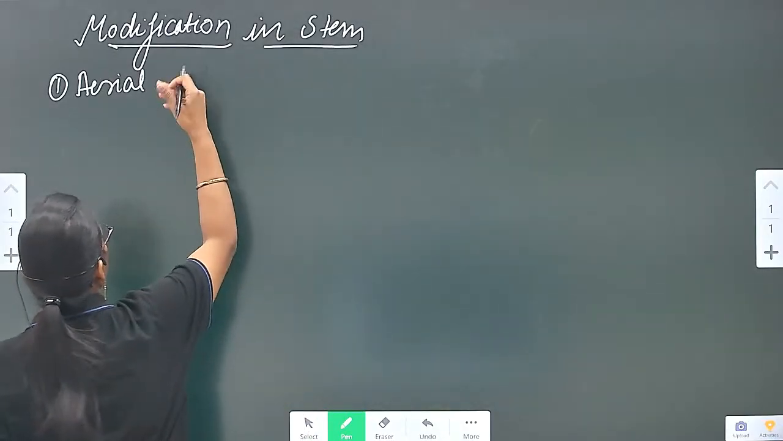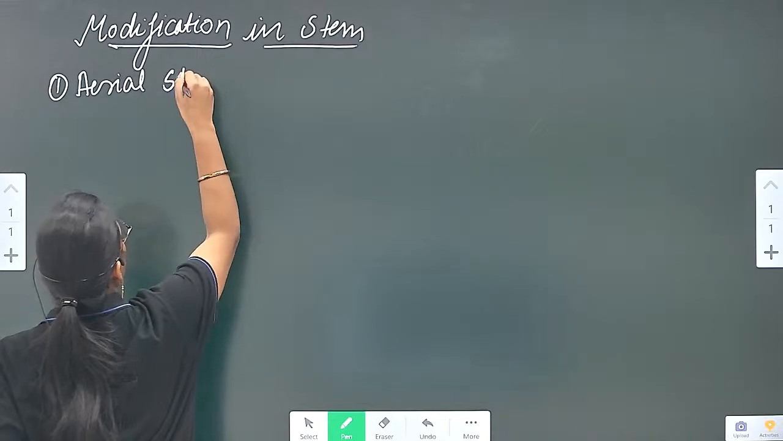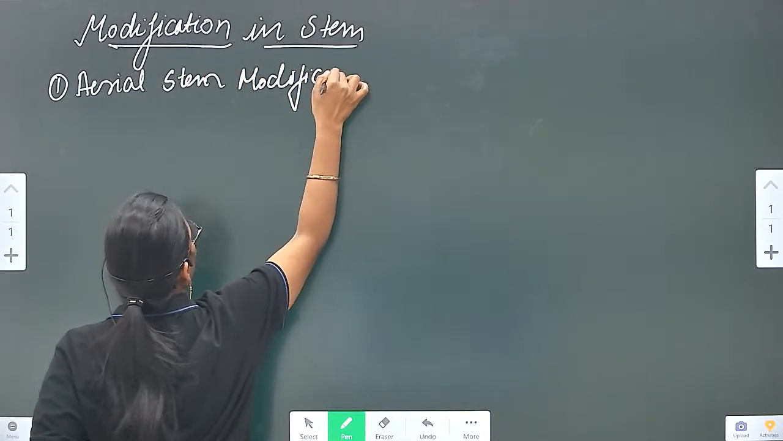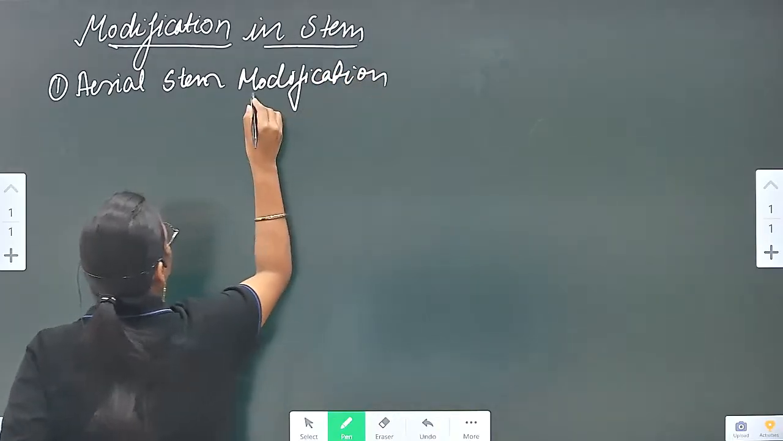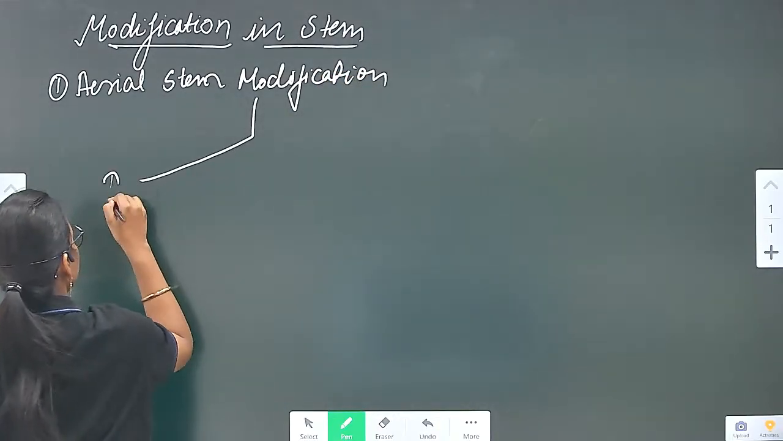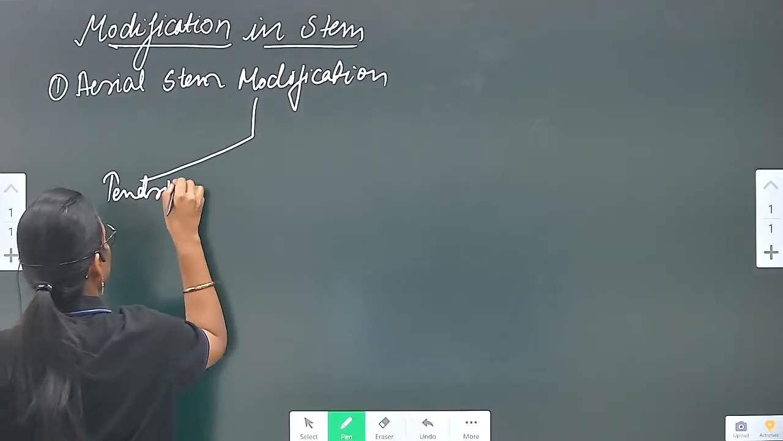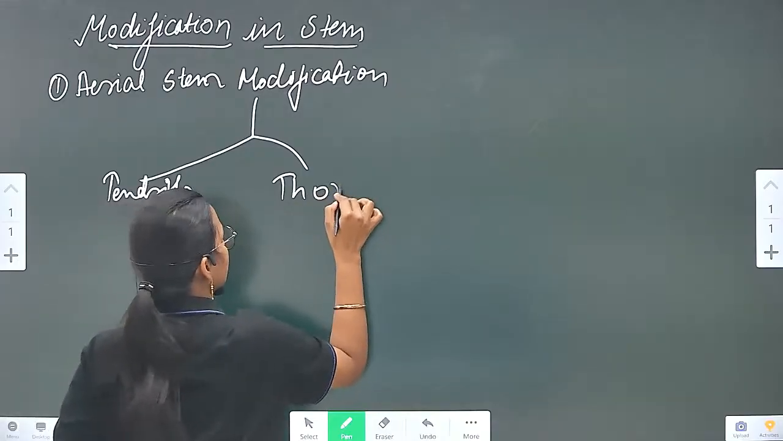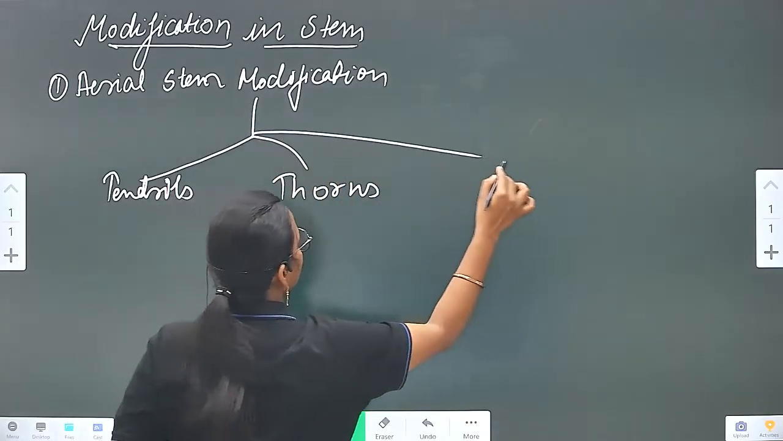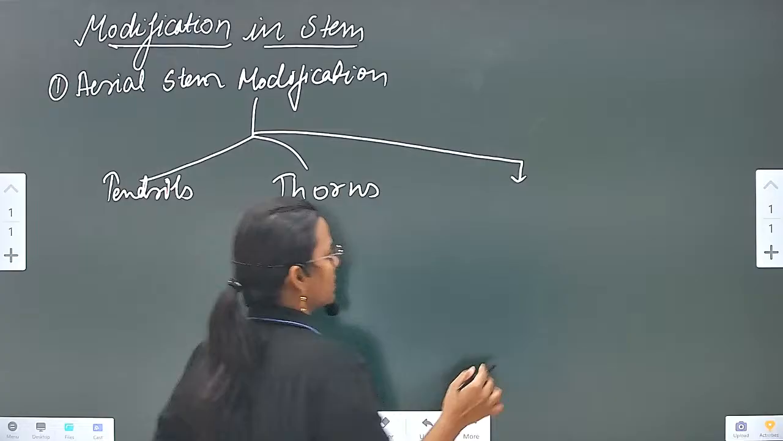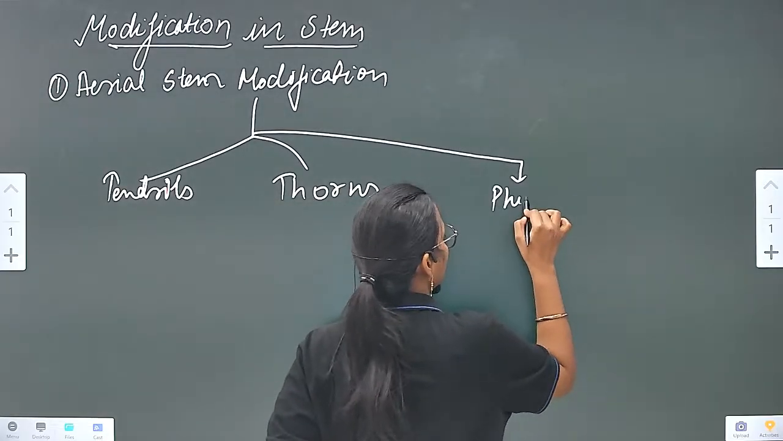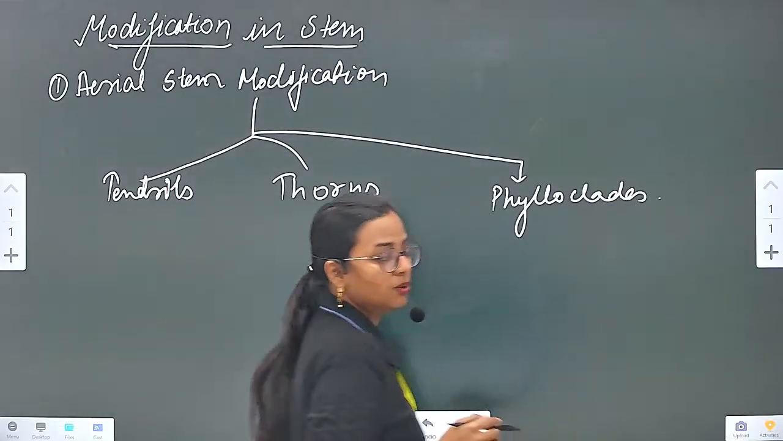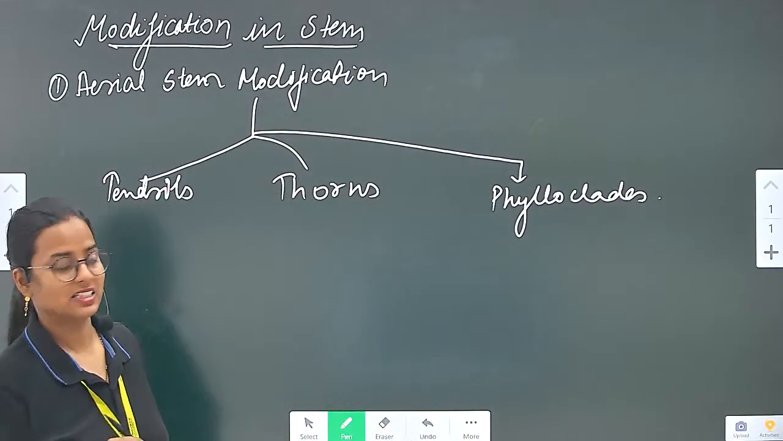That is, number one, the tendrils, number two, the thorns, and number three, the phylloclades. Let us see how they look and where they are present.